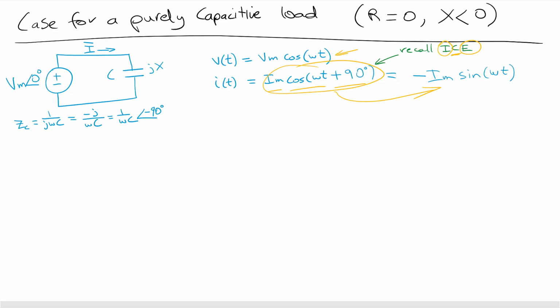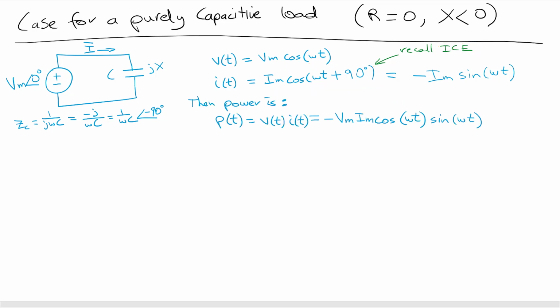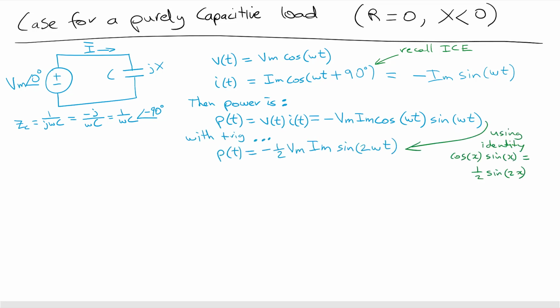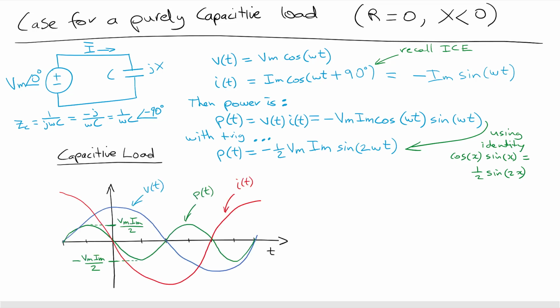Okay, so then let's look at the power. So again, how we do power is voltage times current, okay, and then when we multiply those two waveforms together, we get minus Vm Im, and then cos omega t for the voltage, and sine omega t for the current. And then using the same identity we used for the inductor, we get minus 1/2 Vm Im sine omega t, with the really interesting part that the frequency has doubled.